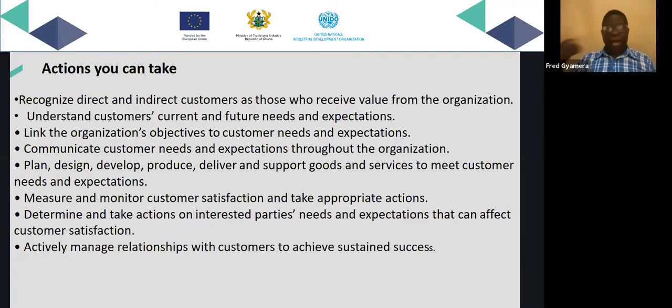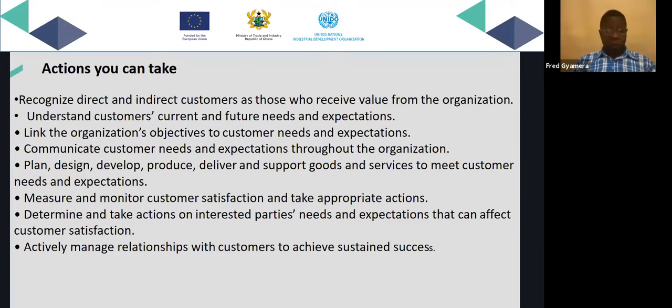Okay? That will help you plan, design, develop, produce, and deliver the kind of goods or services that will meet the customer's needs and expectations. They should be able to measure and monitor customer satisfaction and take the appropriate action. How do you monitor? It is only when you've established a quality management system based on the ISO 9001, the latest edition, 2015.